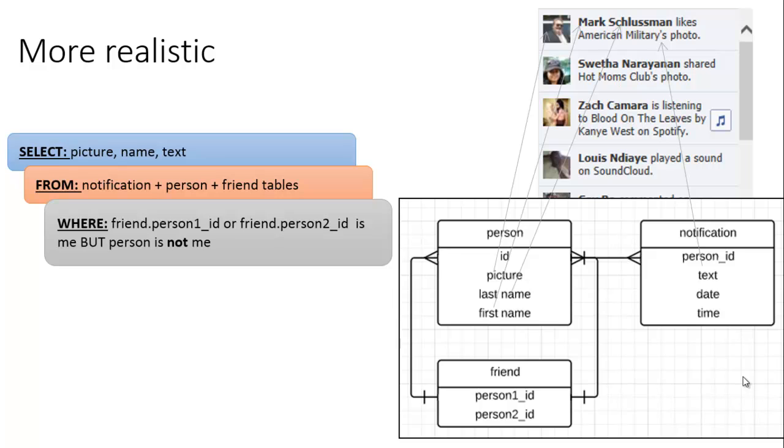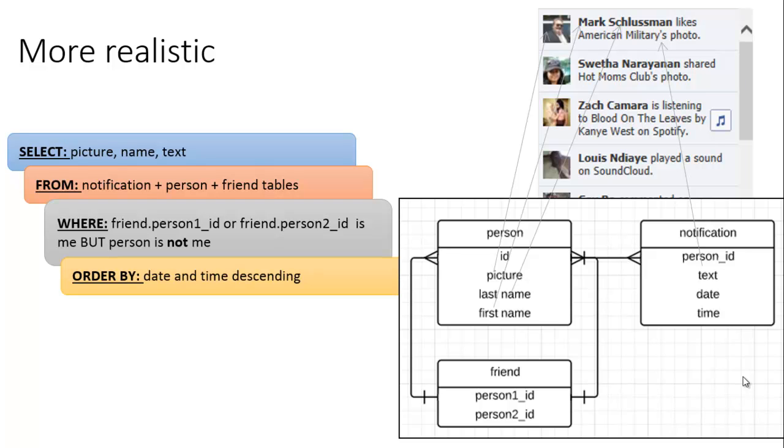In this case, the criteria for getting people and notifications out of the database is they have to be by someone who's my friend. And so either person 1 or person 2 in the friend table has to be me, but the other person is not me. Okay, so that's select from, where, order by, date and time descending.